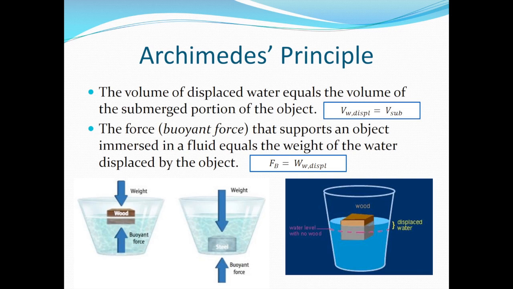This idea was called Archimedes' Principle, and it has two parts. First, that the volume of displaced water equals the volume of the submerged portion of the object. We can write this as an equation, V of water displaced equals V submerged. Second, that the force that supports an object immersed in fluid equals the weight of the water displaced by the object. This force is called the buoyant force, and we can write this equation as F sub B equals weight of water displaced. How are the two parts of Archimedes' principle related?